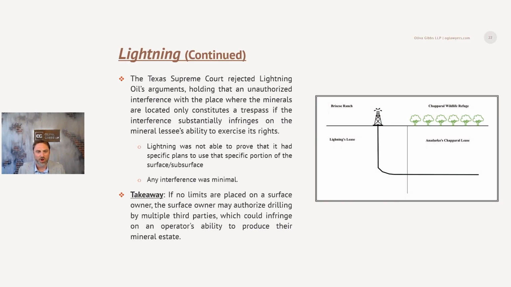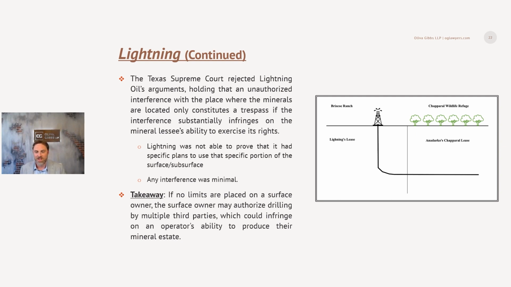So the Texas Supreme Court rejected Lightning Oil's argument. They held that the unauthorized interference with the place where the minerals are located only constitutes trespass if the interference substantially infringes on the mineral lessee's ability to exercise its rights. So what the court was saying here was that, look, there's plenty of other areas that you can use to develop the mineral. There's plenty of surface left. There was no immediate signs or plans to use this exact area. It's not like you guys had gone and staked it out or anything like that. So Briscoe Ranch was perfectly within its rights, allowing Anadarko to use its surface estate.